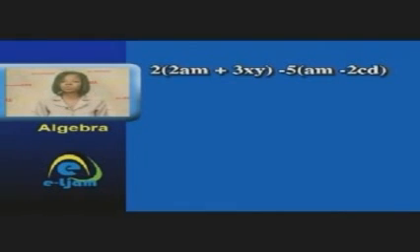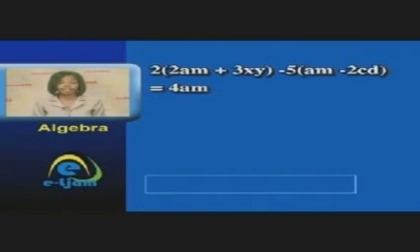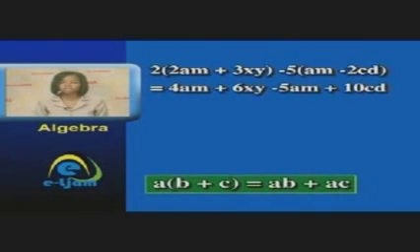To simplify 2 times 2am plus 3xy, minus 5 times am minus 2cd, what would we do? In this example, we have two sets of brackets. Again, we apply the distributive law. So we get 4am plus 6xy minus 5am plus 10cd. Note that in expanding the second bracket, we multiply the terms inside by negative 5. Remember, the sign is like the head.